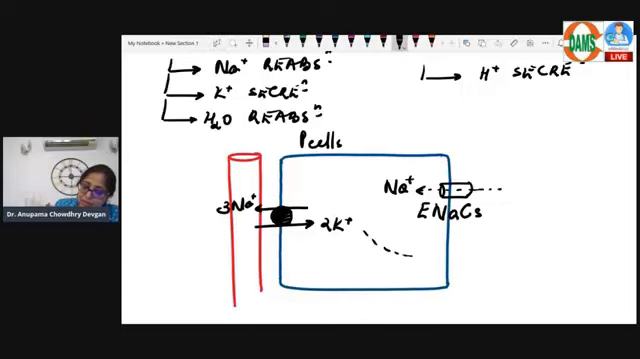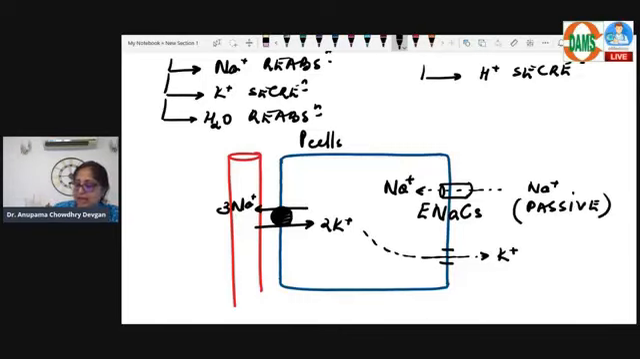K plus is secreted passively. Sodium is reabsorbed. This is a passive reabsorption of sodium through epithelial sodium channels. And there is a secretion of potassium, which is also passive. Now, what is the effect of aldosterone?